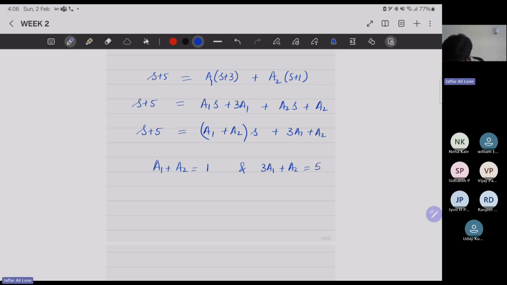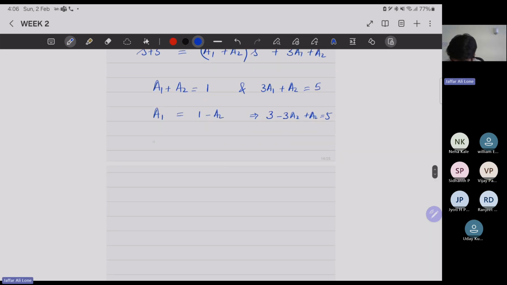So from here, we can find a1 as 1 minus a2 and put it here. Okay, good. So let's straight away write the answer: we will get a1 as 2 and a2 as minus 1. So anybody has any doubt on this, how we get the answer, or is everybody comfortable in solving partial fractions? Then this can save our time.